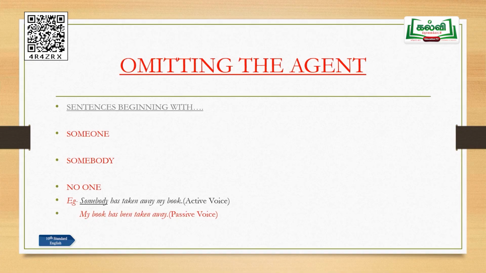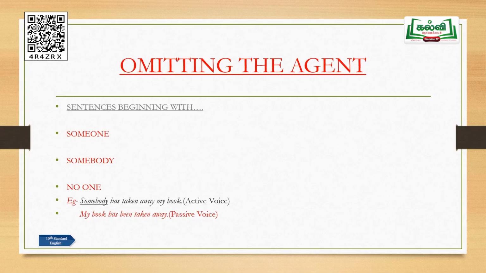Or in other words, you can even put it this way, okay? My book has been taken away by somebody. But we feel that that somebody is not needed. So we have omitted the agent. Okay, so I hope you're able to follow this. The word somebody is not needed in the passive voice, because in the passive voice, the sentence is clear for us. My book has been taken away. It is understood that the book has been taken away by somebody. So we need not mention that word there.